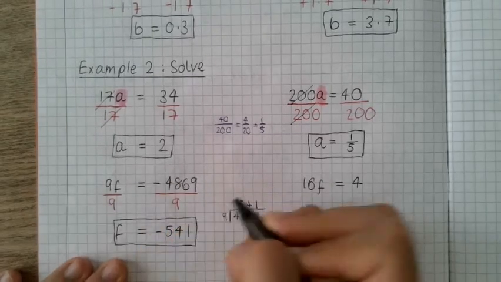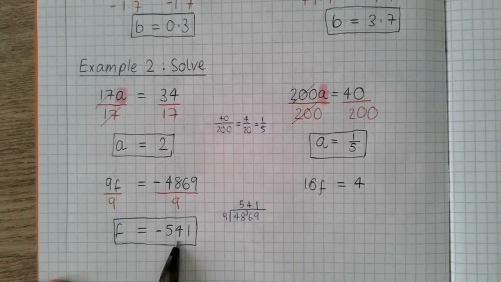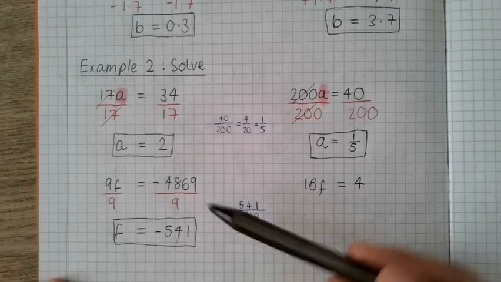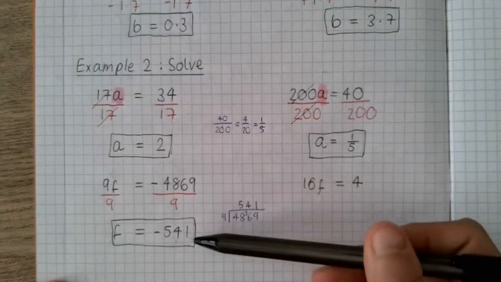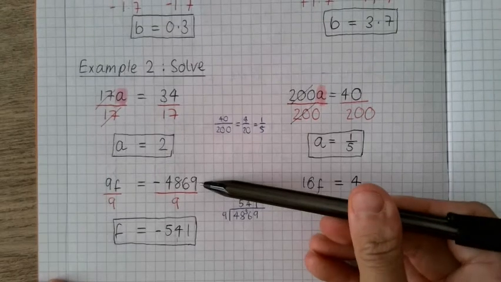So if we were to do 9 multiplied by negative 541, you can try it. You can use column multiplication. We would get this answer.